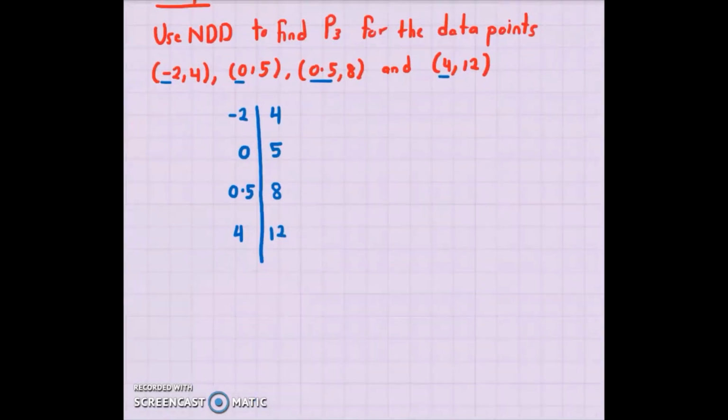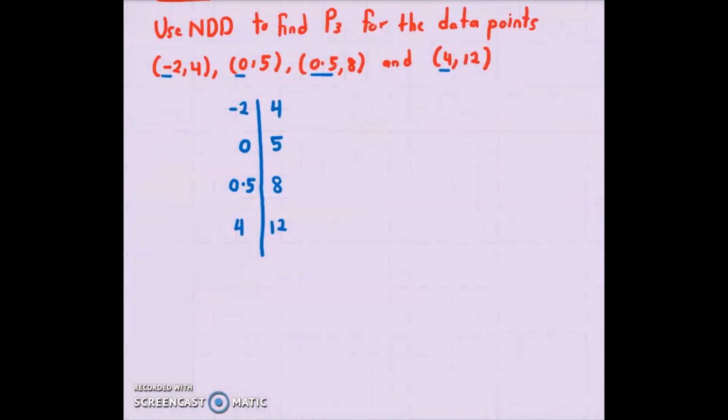Okay, so let's look at finding all this information that I'm going to label as A, B, C, D, E, F. These are all the values that I need to find. Finding A is easy. How can you find A? 5 minus 4 divided by 0 minus 2. So you have 1 over 2.